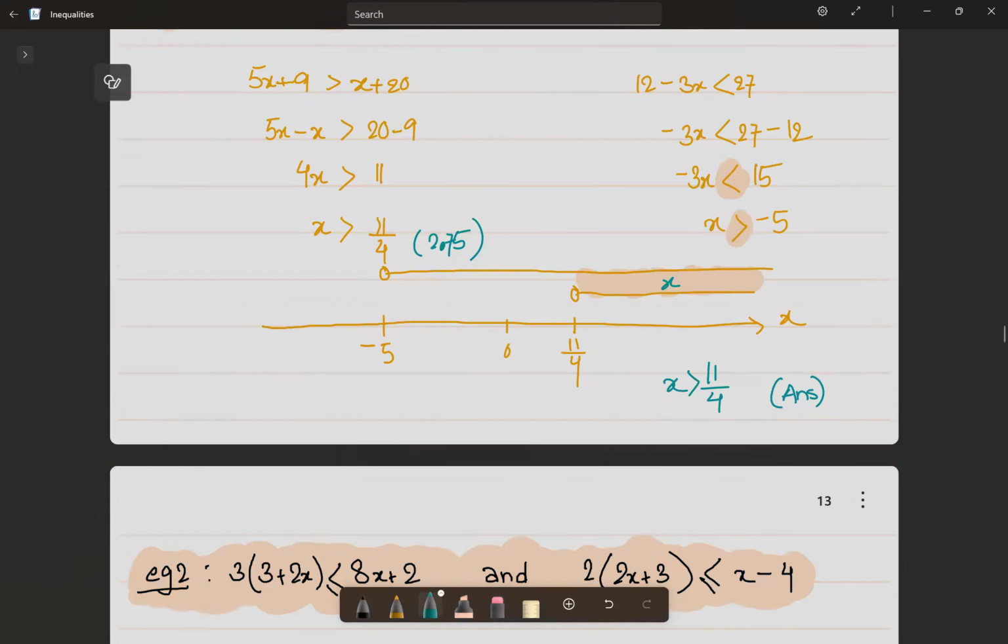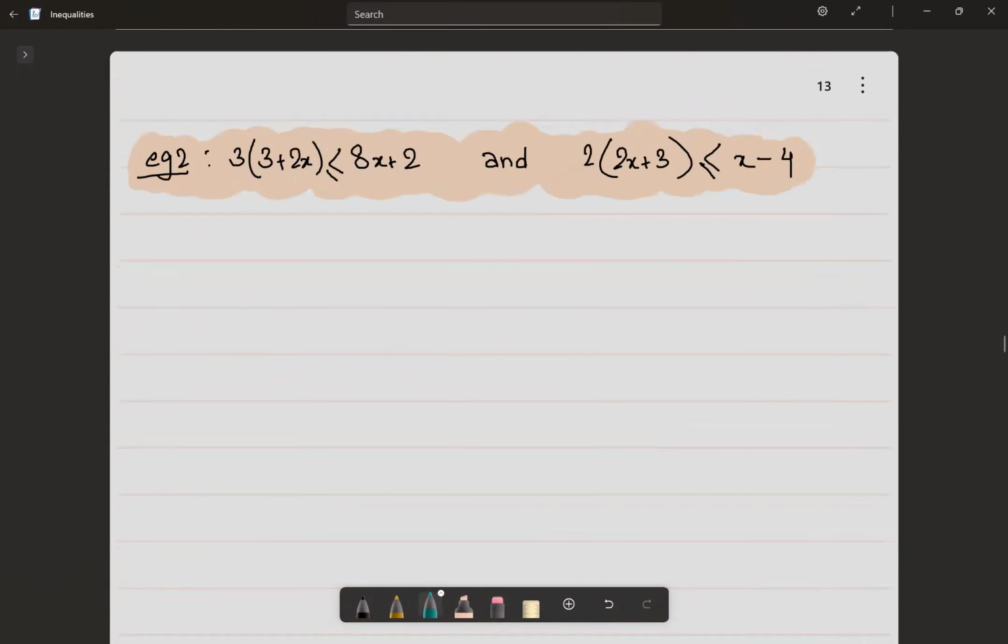So let's move to the next one. In the next example, we have these inequalities with greater than or equal to, and less than or equal to signs. We are going to solve these individually.